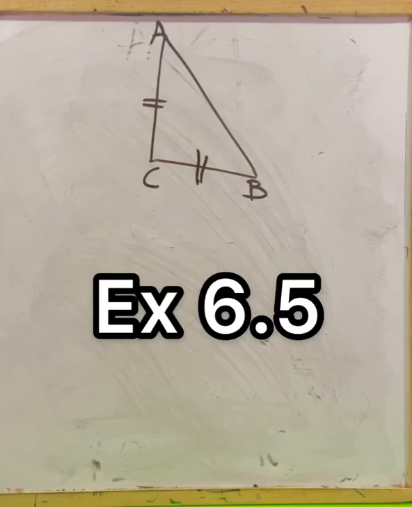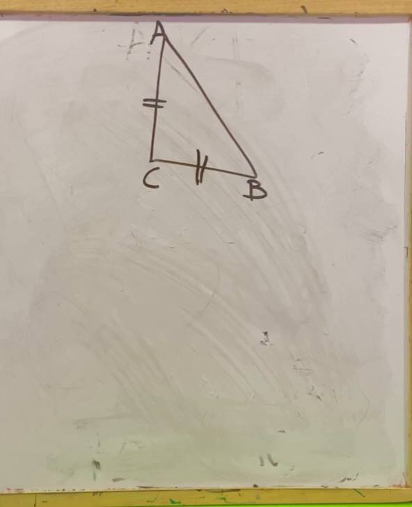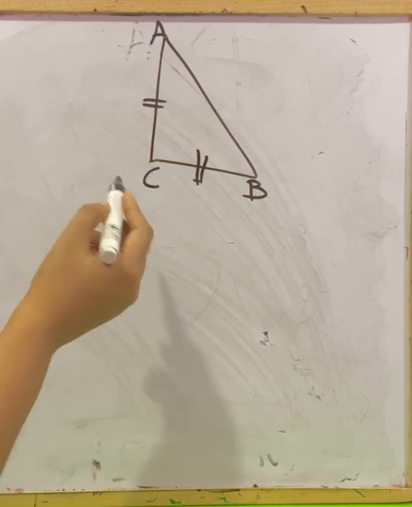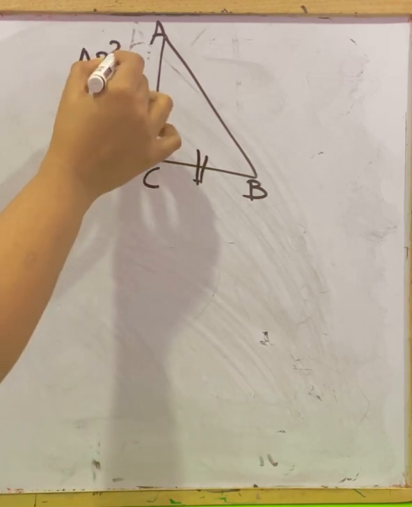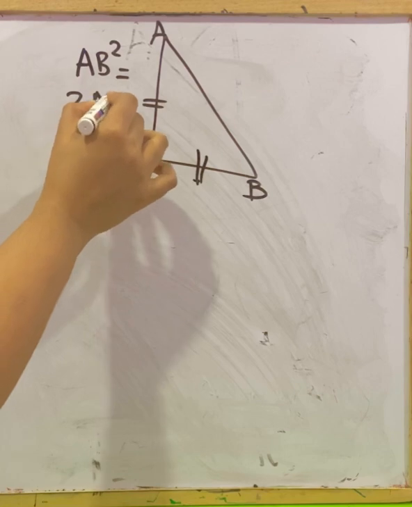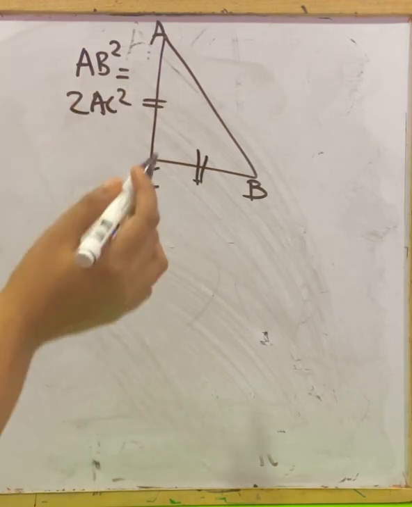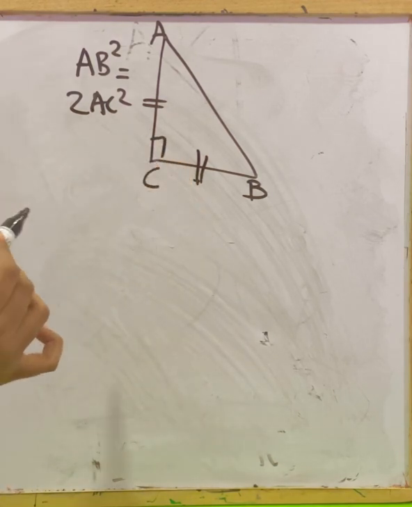Namaste. Today we will do remaining questions from exercise 6.5. Fifth question. ABC is an isosceles triangle with AC equal to BC. If AB square is equal to 2AC square, prove that ABC is a right triangle. We have to show that this is a right angle. That means ABC is a right triangle.